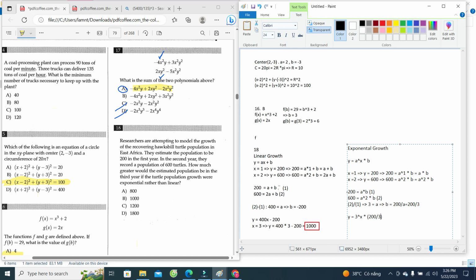So now let's calculate x equal to 3. So y is gonna be equal to 3 to the power of 3 times 200 over 3, right? So that's 3 to the power of 2 times 200, and that's gonna give us how much? It's 9 times 200, 1800.